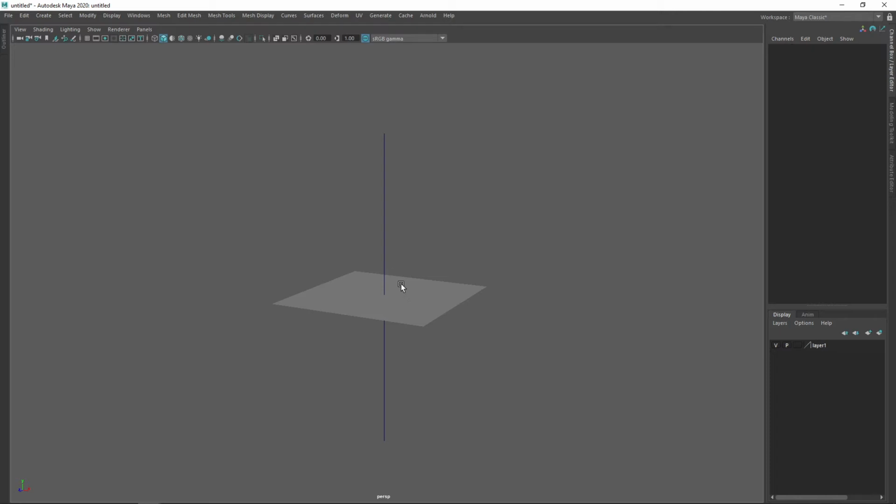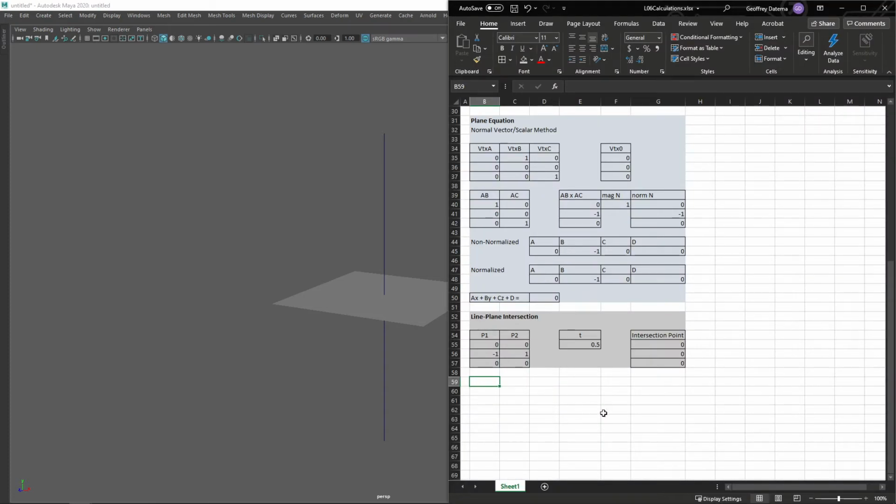And we're trying to figure out, at what point does the line and the plane intersect? So let's do the calculation. I'm using my plane equation here first to find the plane equation itself. Again, nothing has changed between this example and the one in the previous video. It is the same plane that we're defining. It's just the XZ plane with the normal vector pointing in the negative y direction. And here is P1 and P2 of our line segment. Again, P1 is at 0, negative 1, 0. P2 is at 0, 1, 0.